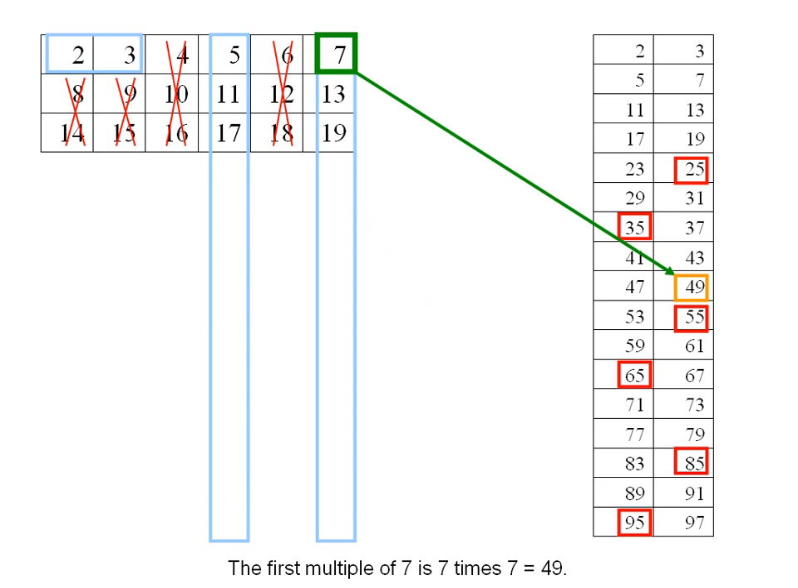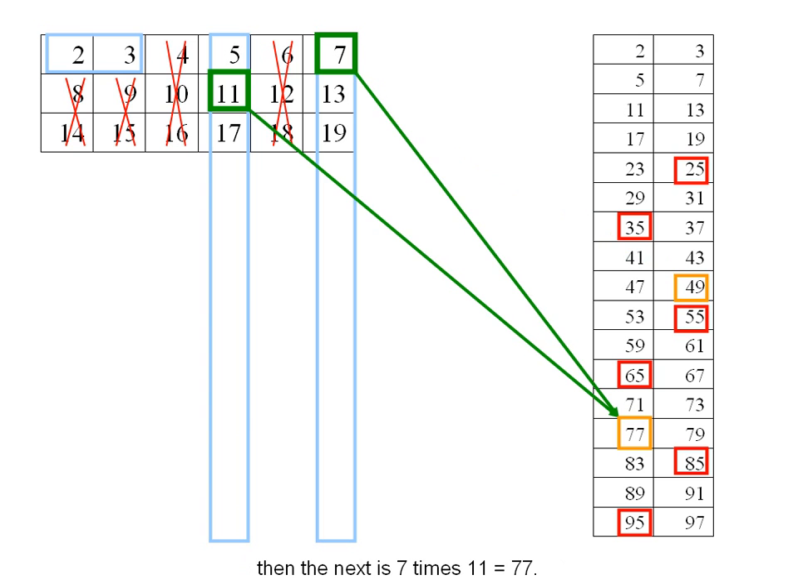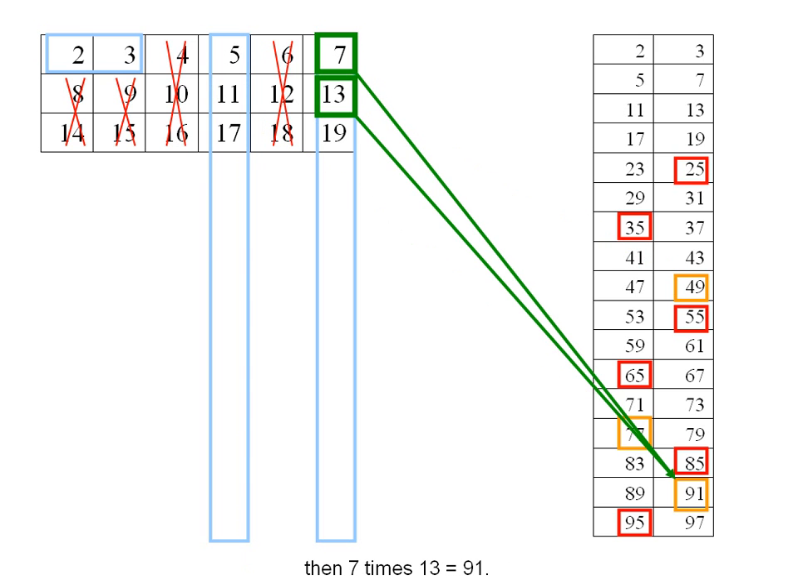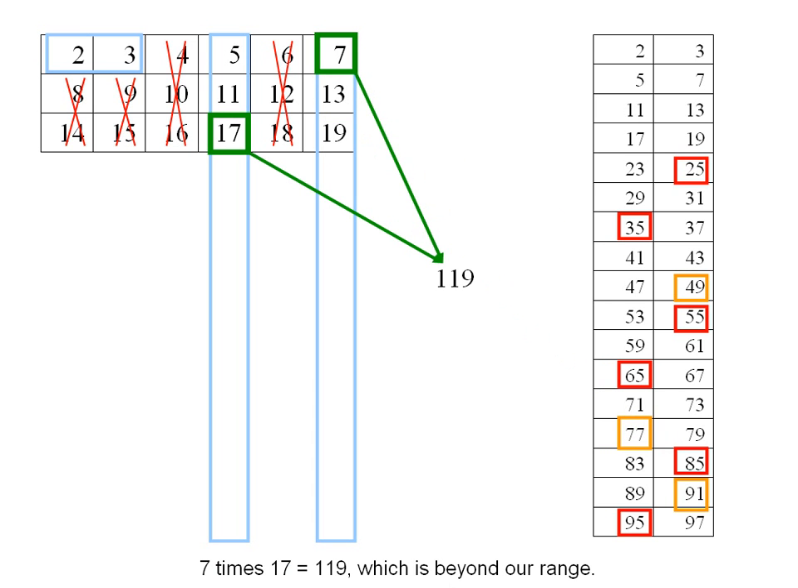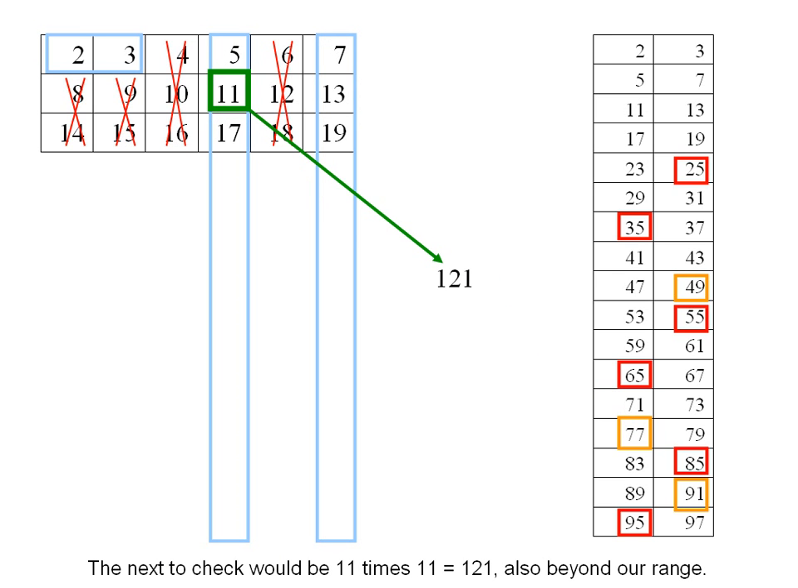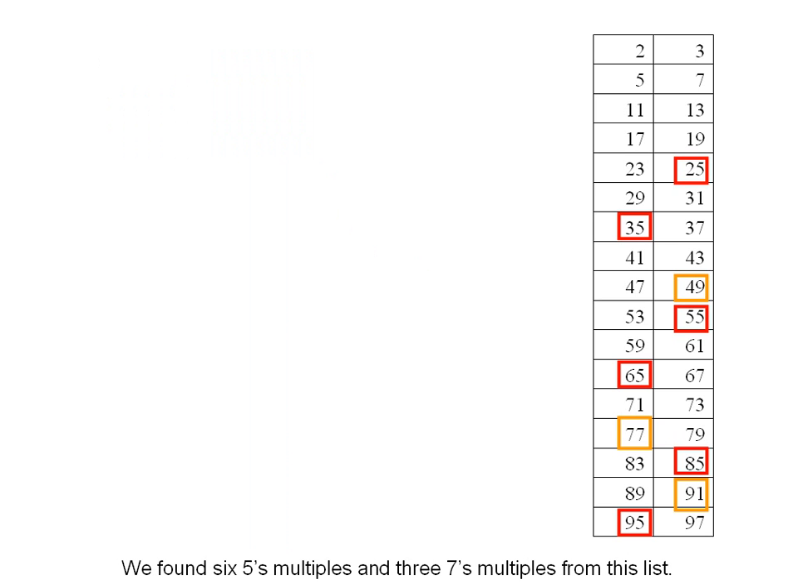The first multiple of 7 is 7 times 7 equals 49. Then the next is 7 times 11 equals 77. Then 7 times 13 equals 91. 7 times 17 equals 119, which is beyond our range. The next to check would be 11 times 11 equals 121, also beyond our range. We found 6 multiples of 5 and 3 multiples of 7 from this list.